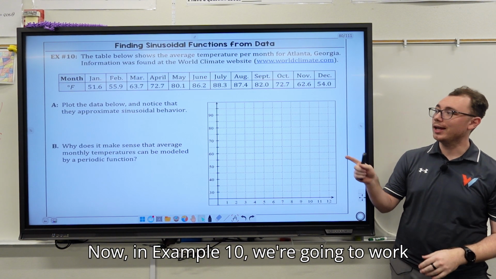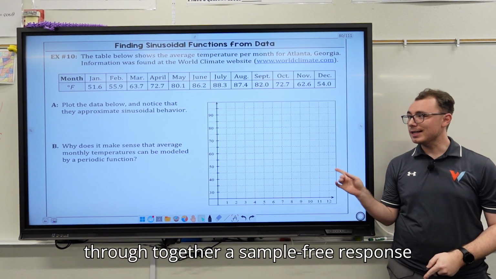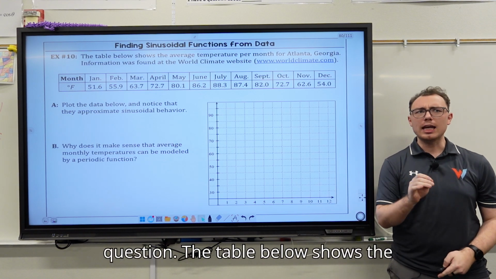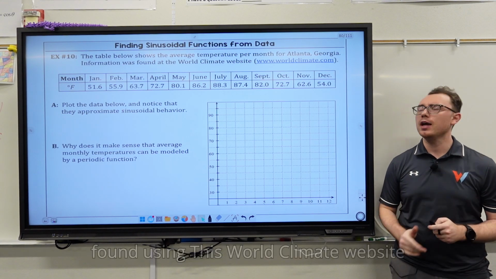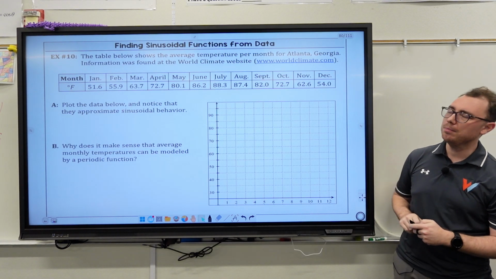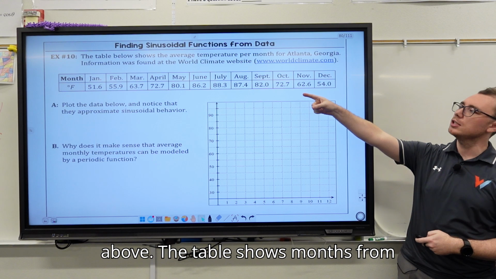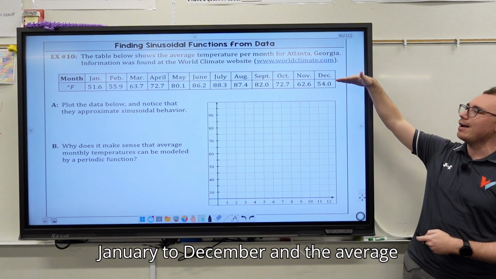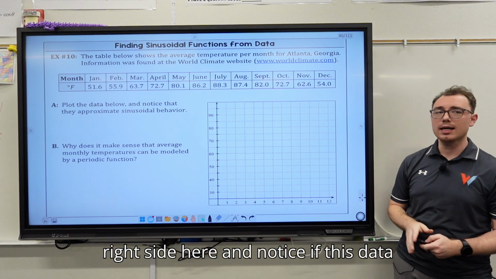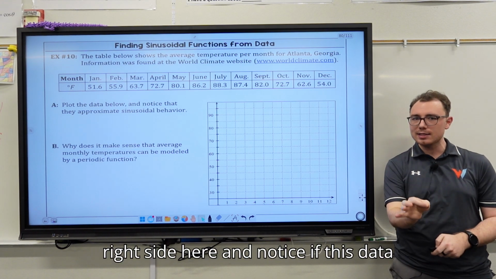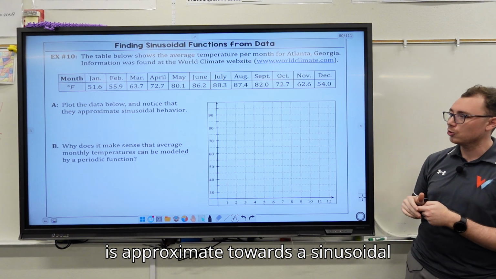Now, in example 10, we're going to work through together a sample free response question. The table below shows the average temperature per month for Atlanta, Georgia. The information can be found using this World Climate website above. The table shows months from January to December and the average temperatures for each of the months. In part A, we're going to plot the data to the right side here and notice if this data approximates a sinusoidal behavior.